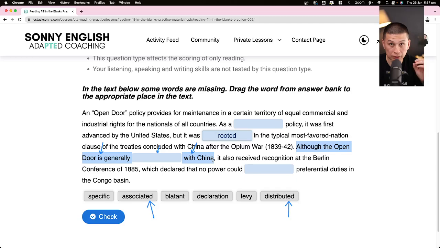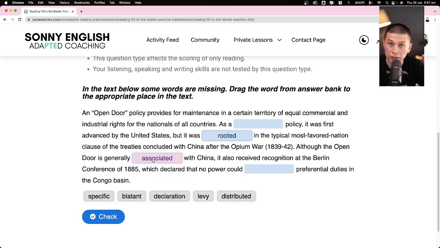Are they talking about connecting something with China or sending something to China? Although the open door is generally associated with China or distributed with China. They're not actually sending a door. They're not distributing a door to China. This is a policy, right, that they're talking about here. So we're not actually sending a door to China. So it is associated. Either way, you only had 2 options. So it's 50-50, right? Hopefully you got the right one, but no matter what, you had a 50% chance of answering it correctly.